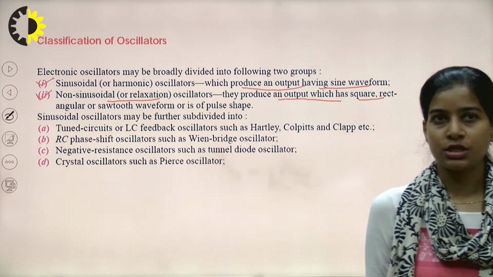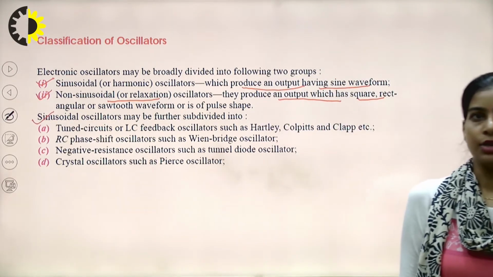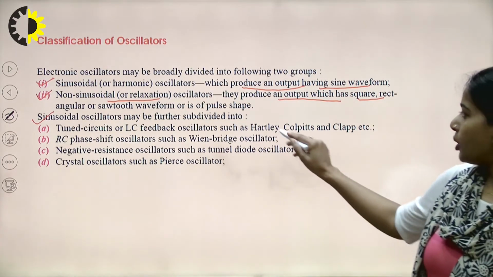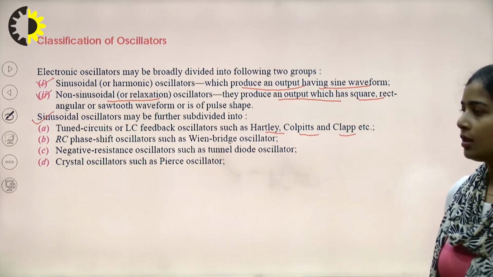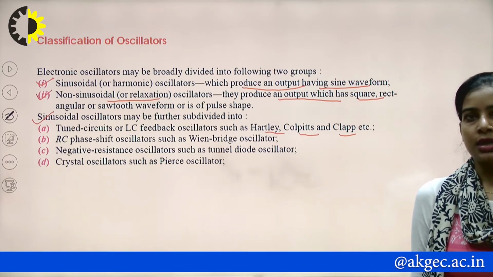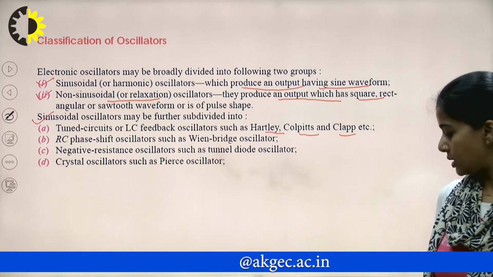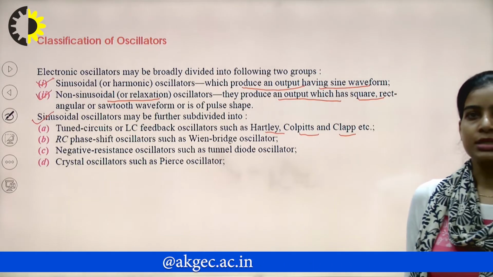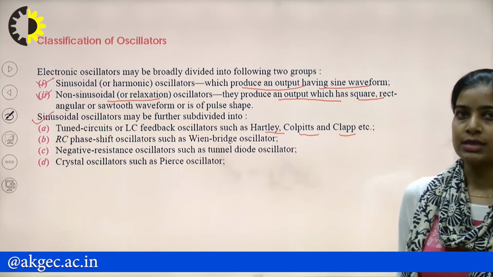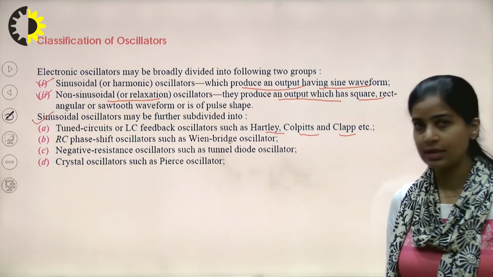Sinusoidal oscillators can be further classified into tuned circuit or LC feedback oscillators, for example Hartley, Colpitts and Clapp oscillators. Then we have RC phase shift oscillators such as the Wien bridge oscillator, negative resistance oscillators such as tunnel diode oscillators, and crystal oscillators such as the Pierce oscillator. We will discuss all these oscillators one by one.